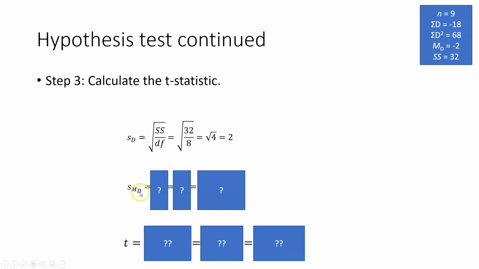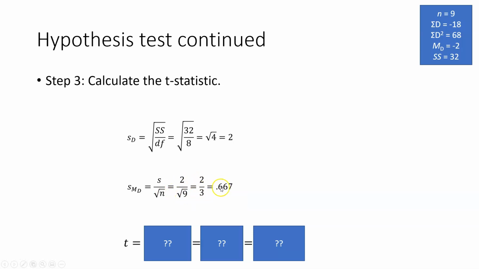Hopefully you found your formula was standard deviation over the square root of n. If you plug in these values, the standard deviation you just computed is 2, and the n is 9. So 2 over the square root of 9 is 2 over 3, or .667. Finally, we compute our t.